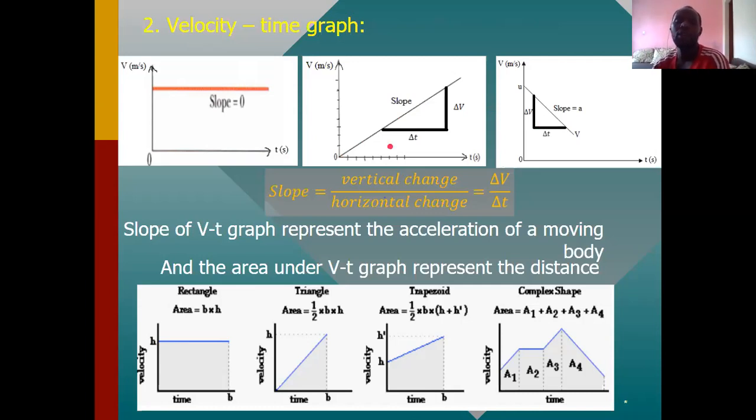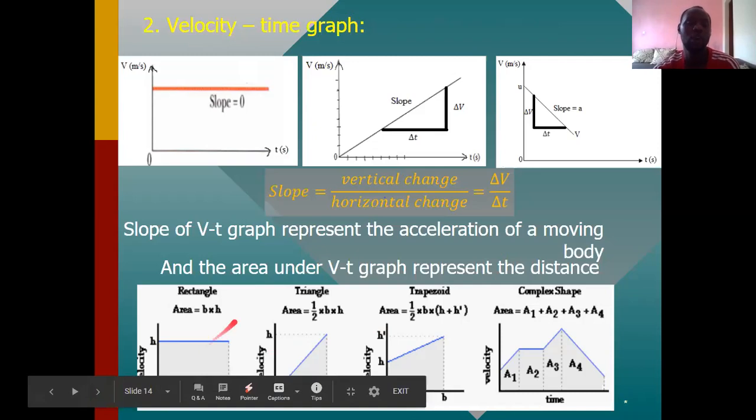So as I said, the slope of the velocity time graph represents the acceleration of a moving body. You can also calculate the area under the velocity time graph. The area under the velocity time graph represents the distance moved by the body. Here we have different graphs.